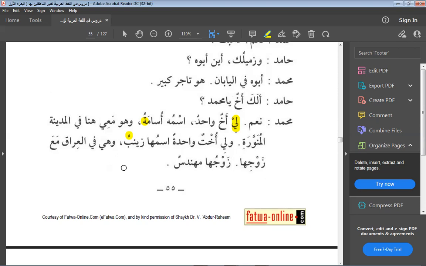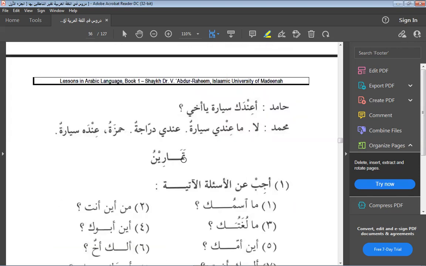Wahia fil Iraq, and she is in Iraq. The sister Zainab, she's in Iraq, ma'a zawjiha, with her husband. Zawjuha muhandisun, her husband is an engineer. Okay. Faqala Hamid: a'indaka sayyaratun ya akhi, do you have a car, oh my brother? La ma indi sayyaratun, no, I do not have a car.